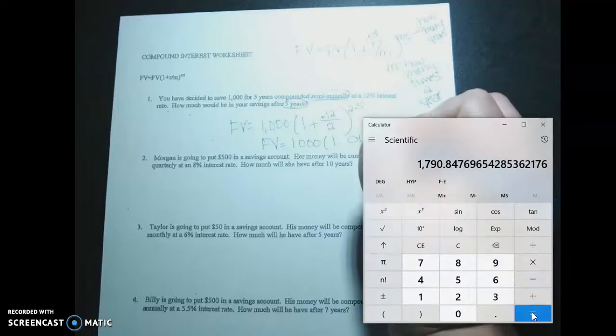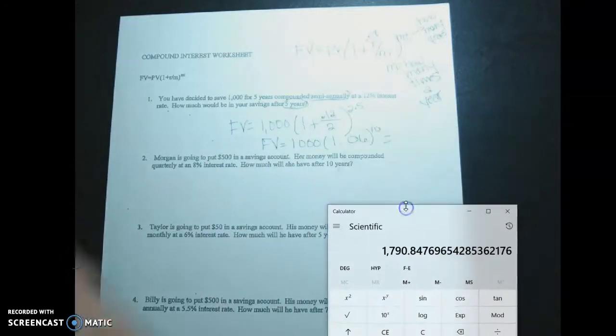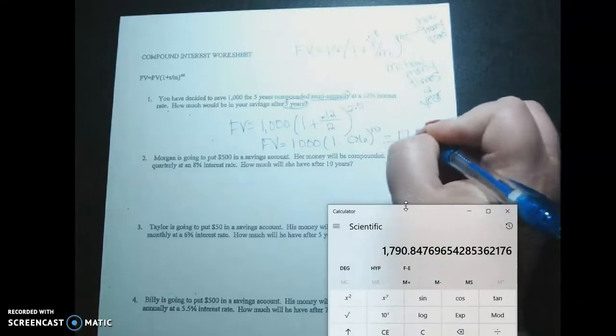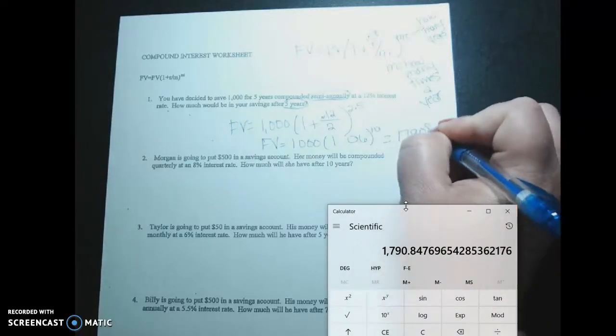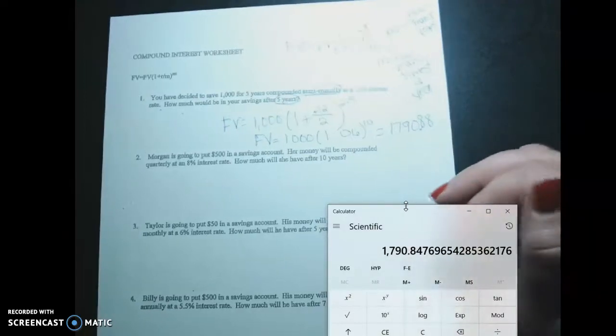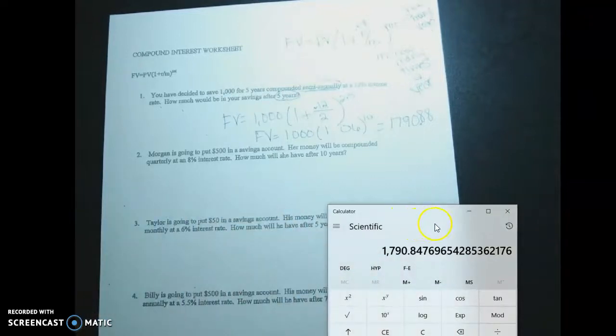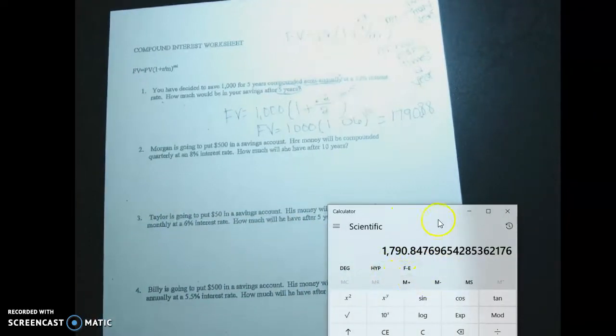And in 5 years, my interest would be built up. I'm going to move my calculator a little bit so you can see. It would be built up to $1,790.88. So you just punch your numbers in your formula, put it in your calculator, and you're ready to go. Let's do this again. I'll clear this.